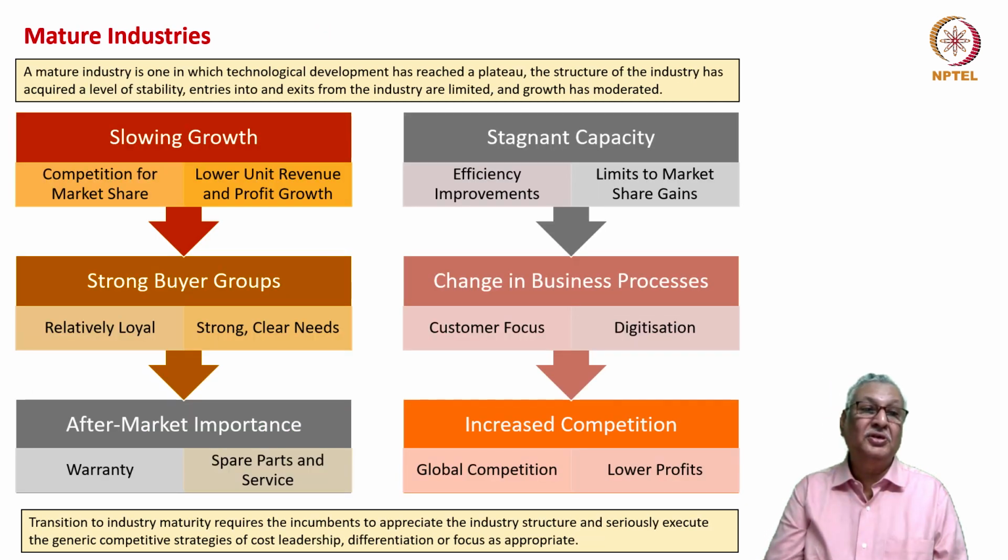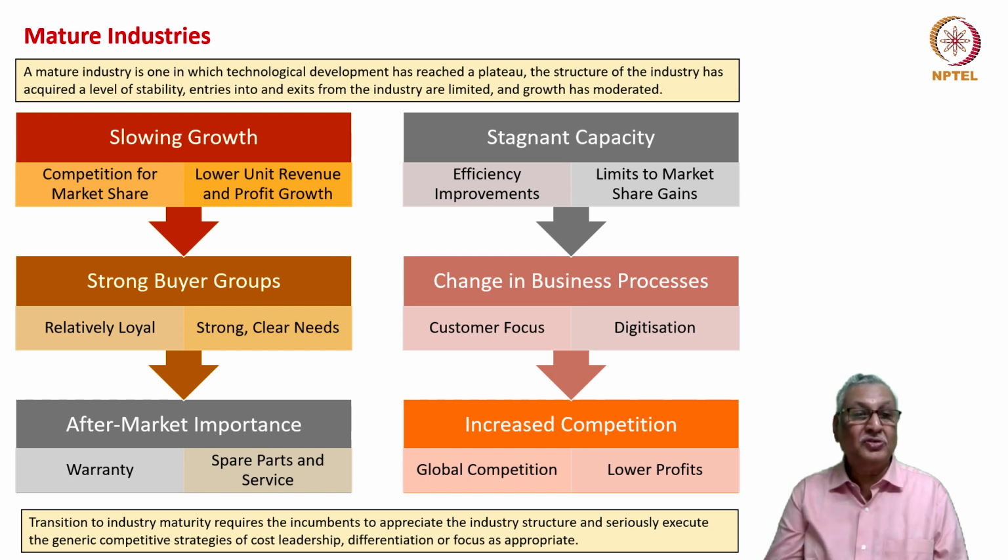Now let's look at mature industries. A mature industry is one in which technological development has reached a plateau. The structure of the industry has acquired a level of stability. Entries into and exits from the industry are limited, and growth has moderated. The characteristics of a mature industry are as follows.